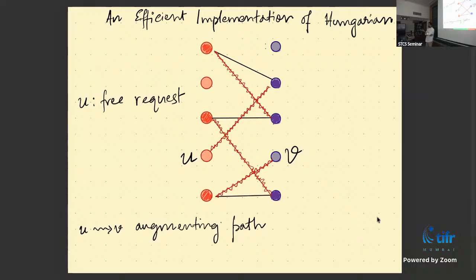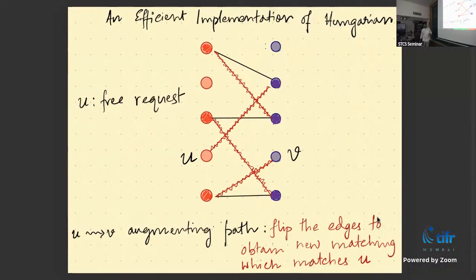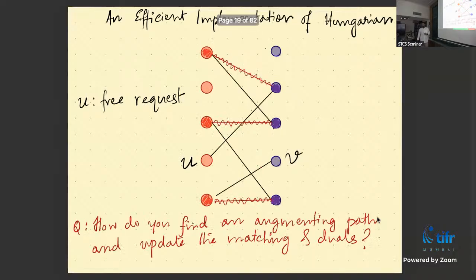So whatever is red will become black, and whatever is black will become red. Because the path starts at a free vertex and ends at a free server, starts at a free request and ends at a free server, I will always match at least one more request. So if I'm able to identify an augmenting path, then at least I'm able to increase the size of my matching.